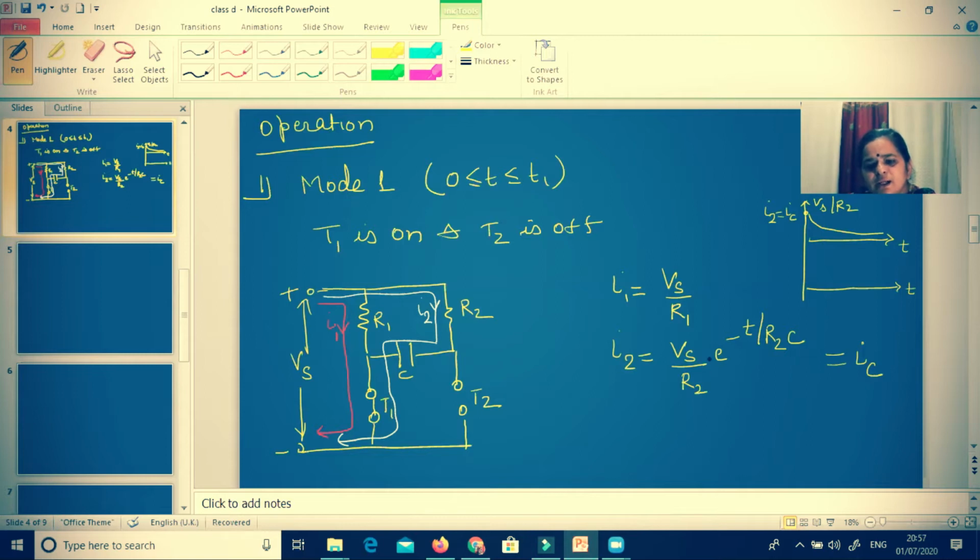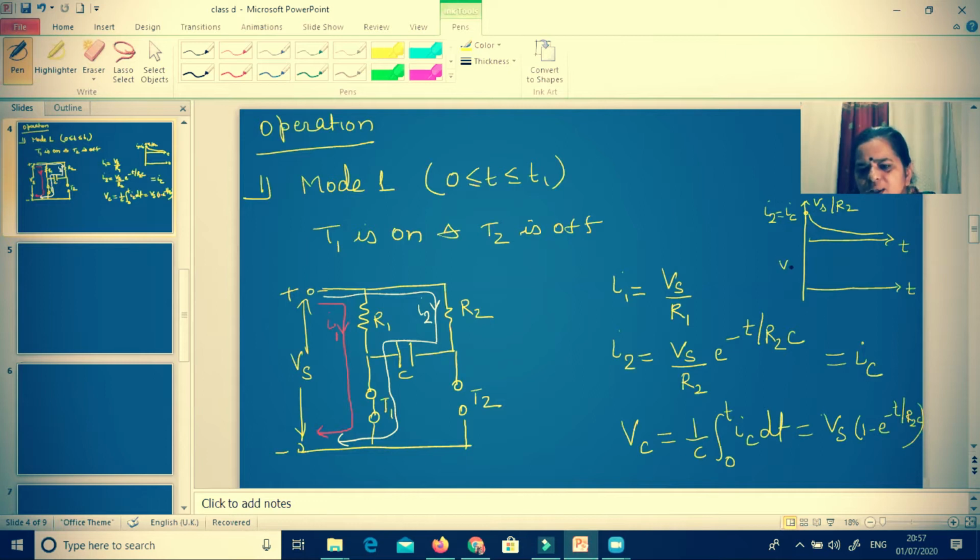Now when this current is flowing through the capacitor, we know the voltage across the capacitor is given by 1 by C integration 0 to t IC dt. When I put this IC from here and solve it with the limits, I will get this expression: Vs times 1 minus e to the power minus t by R2C. So this is how the capacitor voltage is going to change. Now when I put t equal to 0, e to the power 0 is 1, so 1 minus 1 is 0.